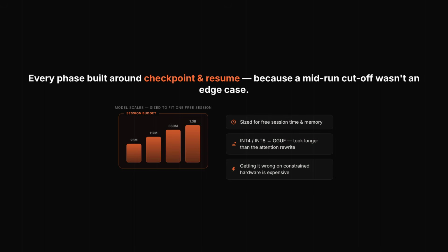The 4 model scales this project supports, 25 million, 117 million, 360 million, and 1.3 billion parameters, aren't arbitrary. They're sized specifically so that meaningful training actually fits inside what a single free session can realistically do. And the quantization-aware training work, getting int4 and int8 export to align cleanly with the GGUF format, genuinely took longer to get right than the attention rewrite itself, precisely because getting it wrong on constrained hardware is expensive in a way it wouldn't be on a bigger machine.